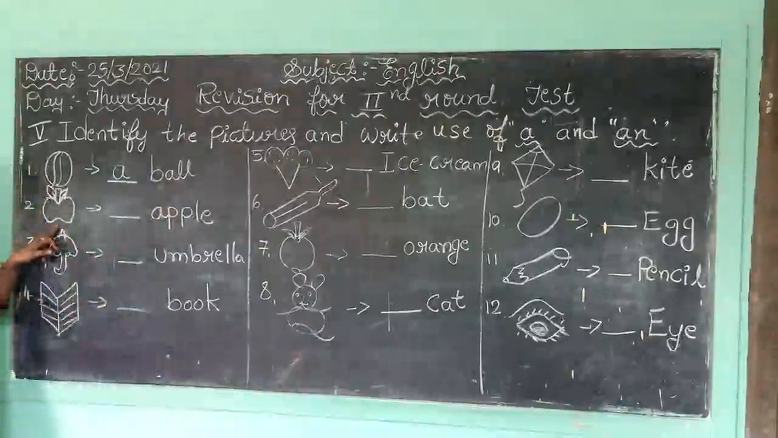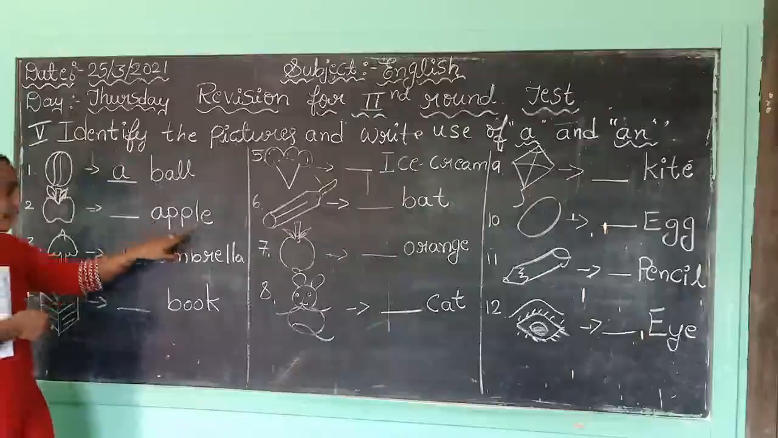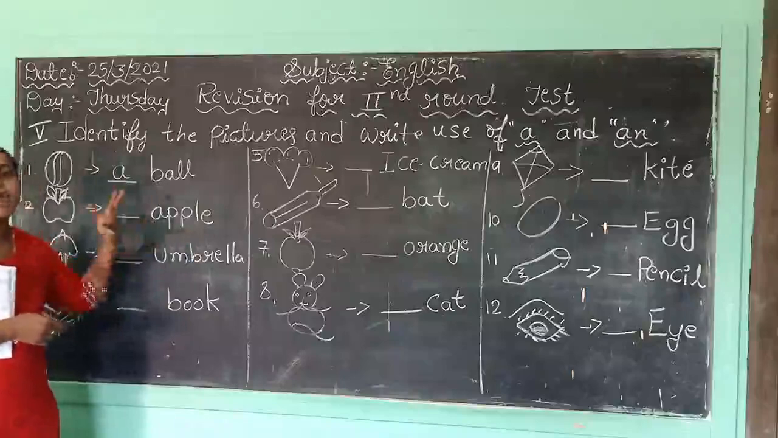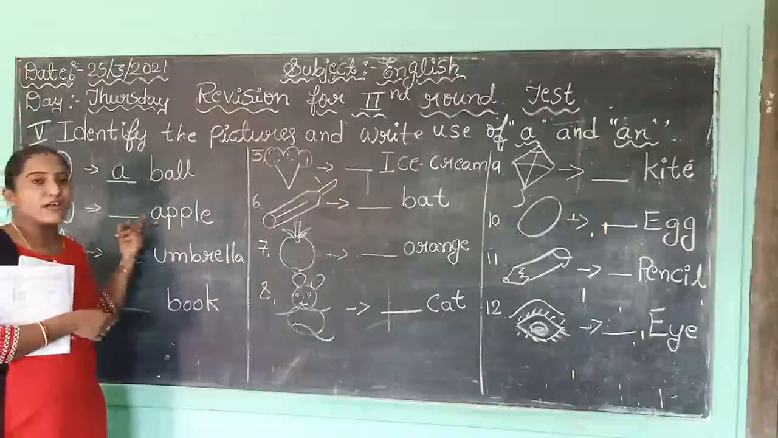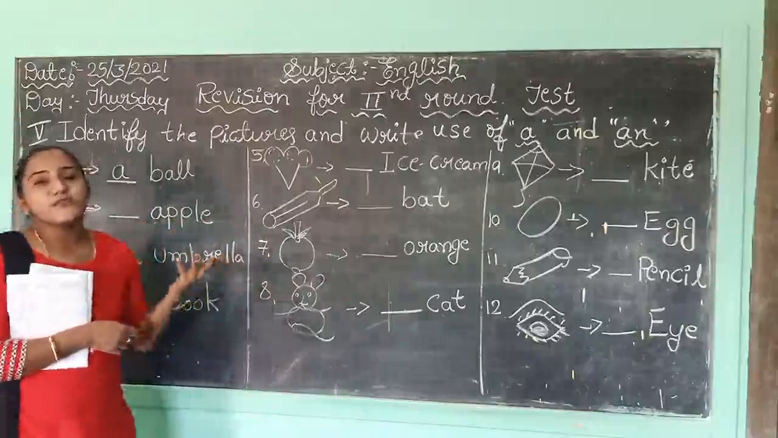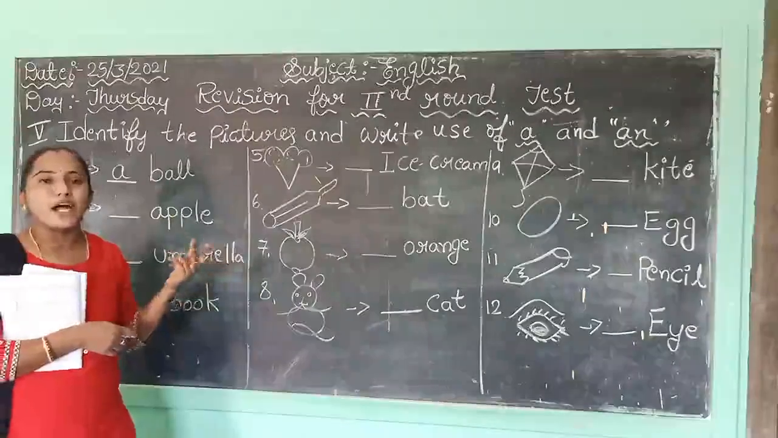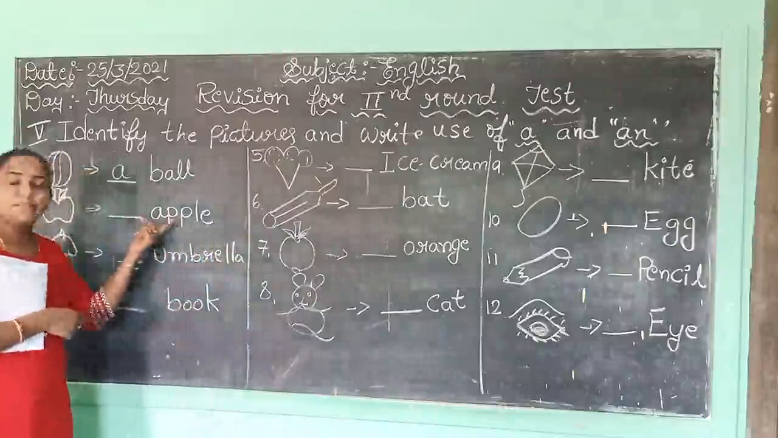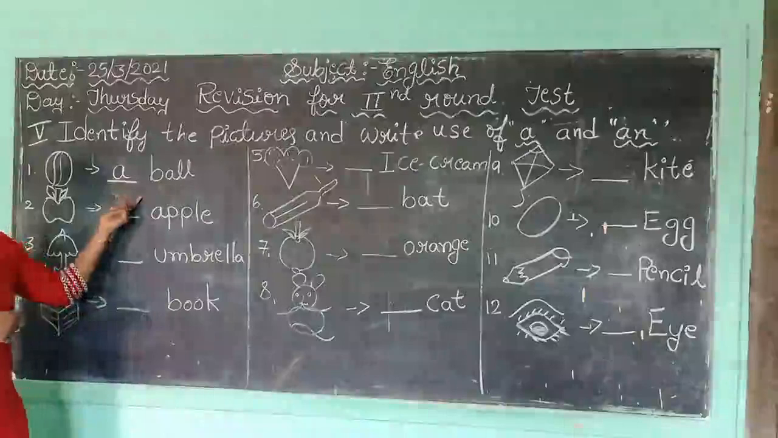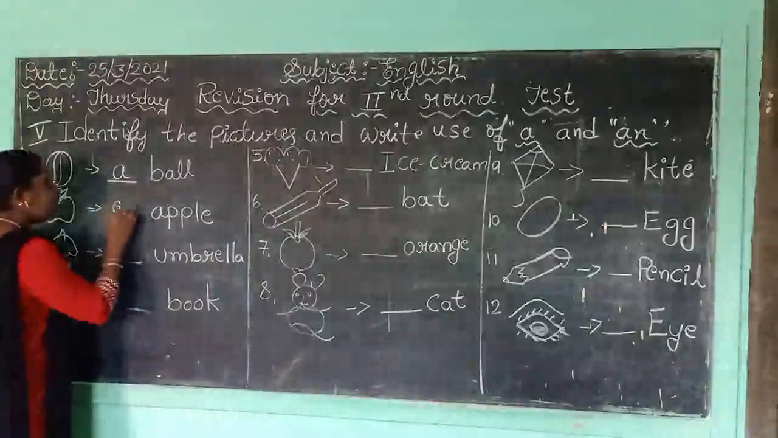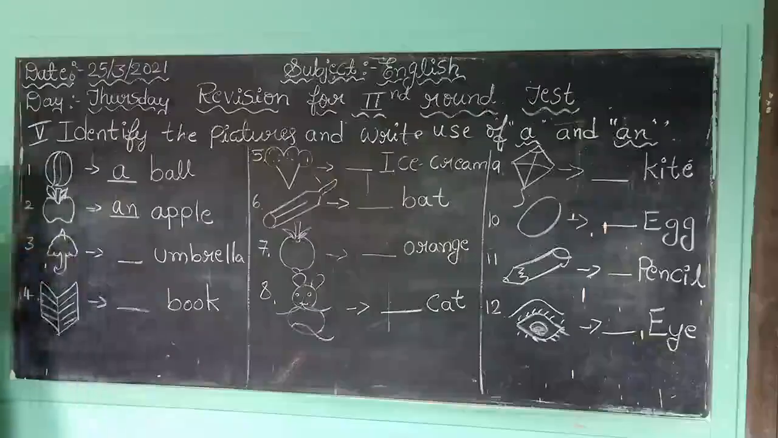What is this, children? See the picture here, identify. Apple. What is the spelling of apple? A-P-P-L-E, apple. Apple has the beginning letter A, and A is a vowel sound letter. Already I told you, children, when words begin with a vowel sound letter, A-E-I-O-U, we use an before it. So we use an before apple. Okay, an apple. Next, let's go on.